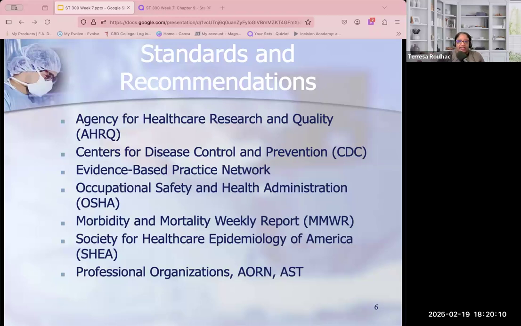The Society for Healthcare Epidemiology of America, or SHEA, offers guidelines for managing antimicrobial use. Again, what are we trying to do? Prevent infections. And the last one you see up there is professional organizations like AORN and AST. AORN preoperative standards and AST standards of practice really guide infection control and sterile field management. All right, so we've got all that out of the way.